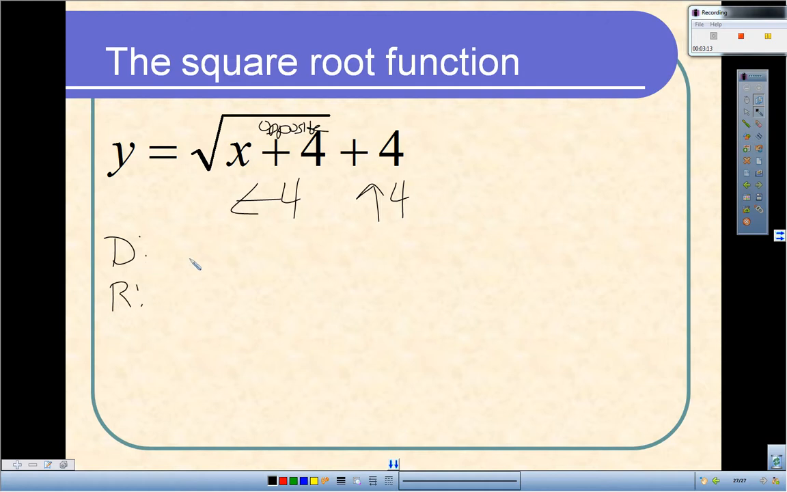This time my domain would be all numbers that are greater than or equal to negative 4, and my range would be y greater than or equal to positive 4. The way you remember that is to look at the symbol underneath the radical. See, there's an x there, so just remember to do the opposite, so that's why x is greater than or equal to negative 4. And then whatever's on the outside, if there is a number on the outside, it's the range, 4. If there's not a number, it's going to be 0.